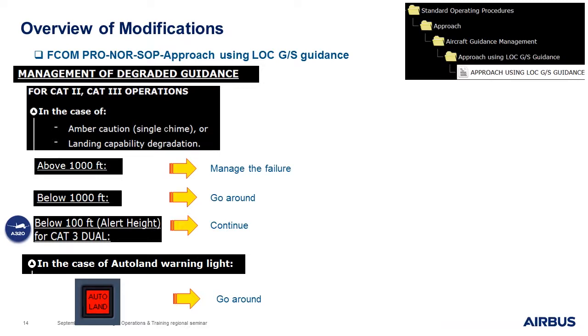So you have these cases to manage CAT2, CAT3 failures. Above 1000 feet, manage the failure. Below 1000 feet, go around. Below 100 feet, the alert height for A320, you can continue. And in the case of autoland warning light, go around. And of course, if you are visual, you can continue the approach.